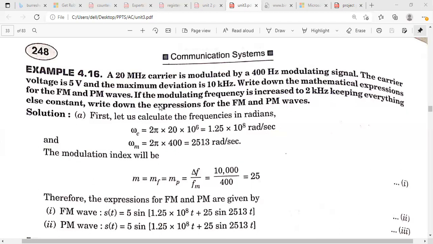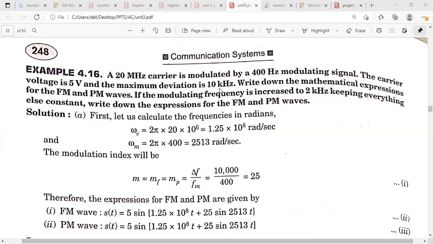So you have to write the expressions for the FM and PM waves in two cases. In the first case, consider the carrier frequency FC of 20 megahertz and FM equal to 400 Hz, and from this you can write omega C and omega M. If you multiply by 2 pi, you will get omega C and omega M in radians per second. The carrier voltage VC is 5 volts, and the maximum deviation delta F is 10 kilohertz. Write down the mathematical expressions for the FM and PM.